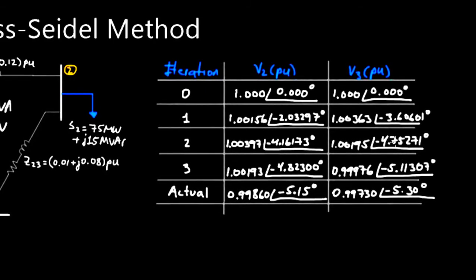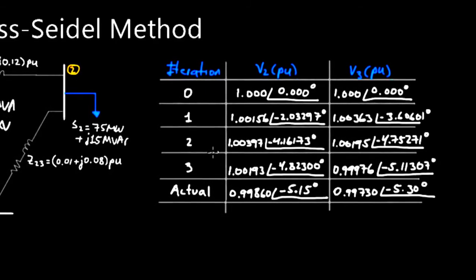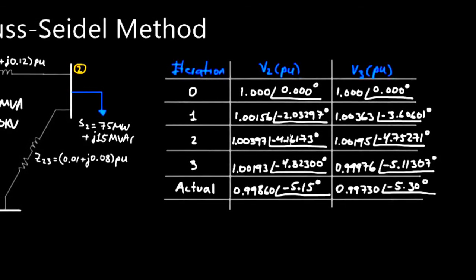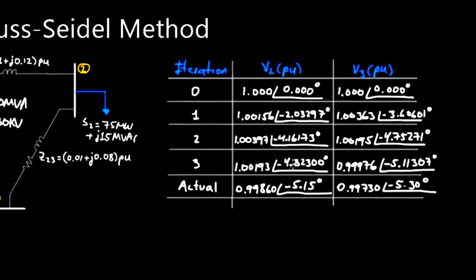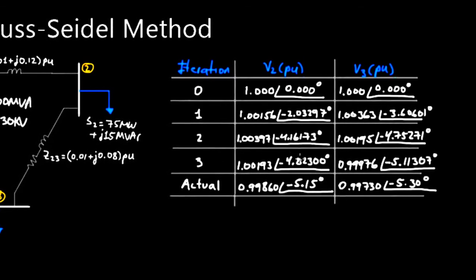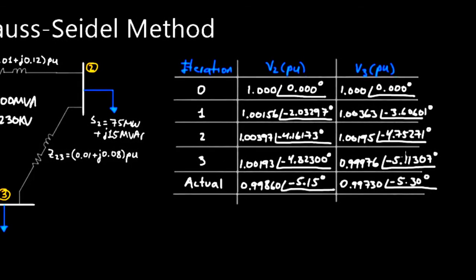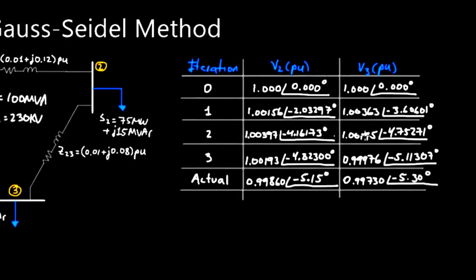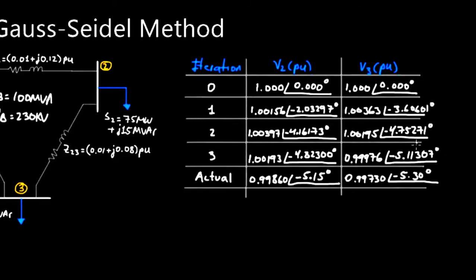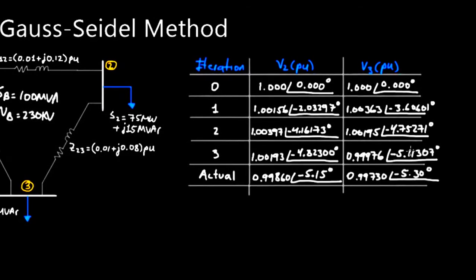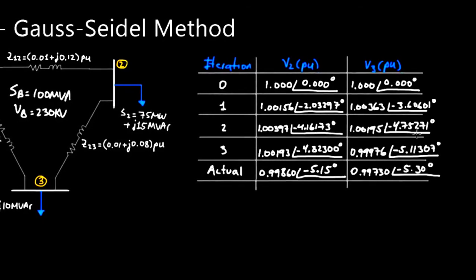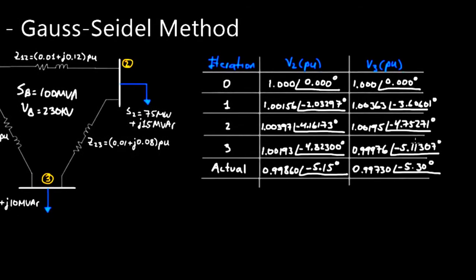So we started to see a convergence here in the angle between iterations 2 and 3. For bus 2, we got minus 4.16 for iteration 2 and minus 4.82 for iteration 3, so not that big of a change. And then same thing for bus 3. We saw that the angle for iteration 2 was minus 4.75 degrees, but for iteration 3 it was minus 5.11, so roughly a 0.4 degree change. So again, it didn't change by much.